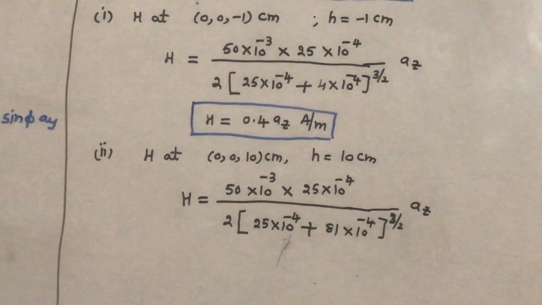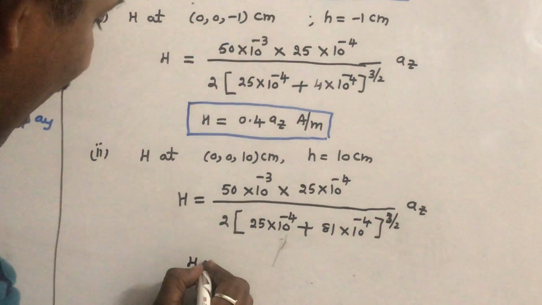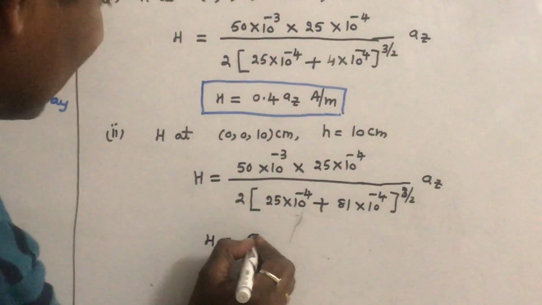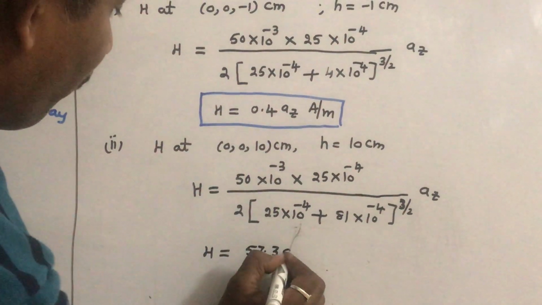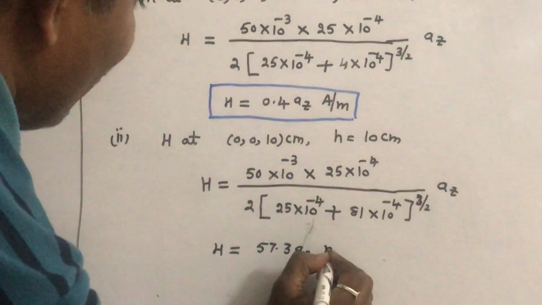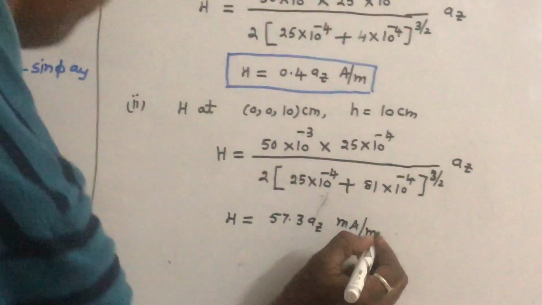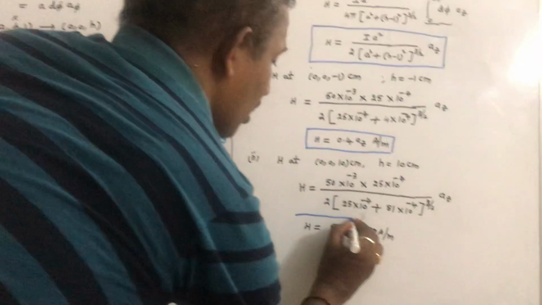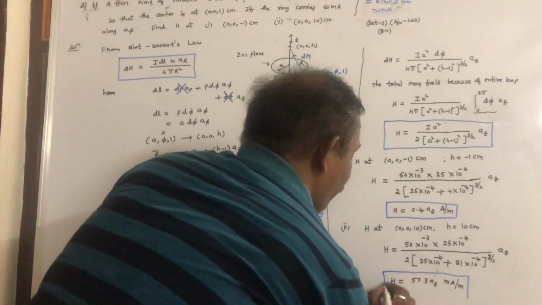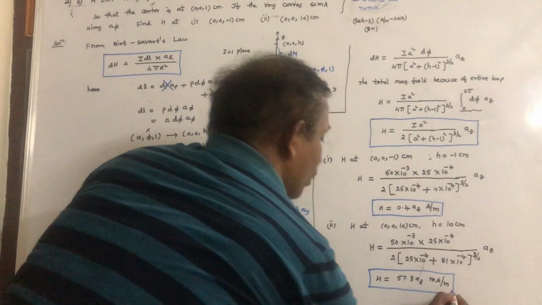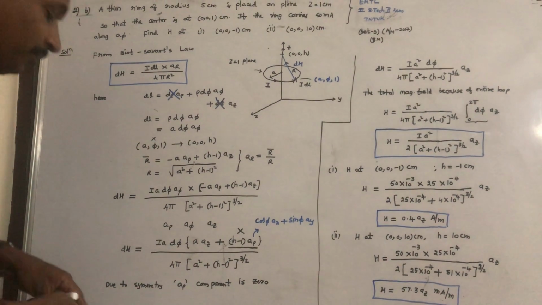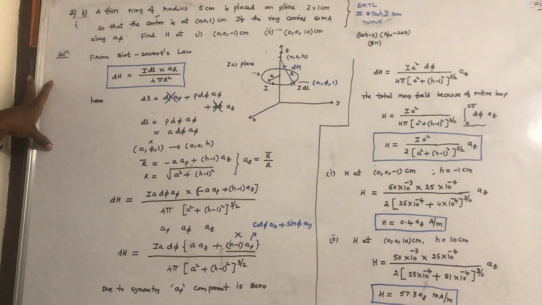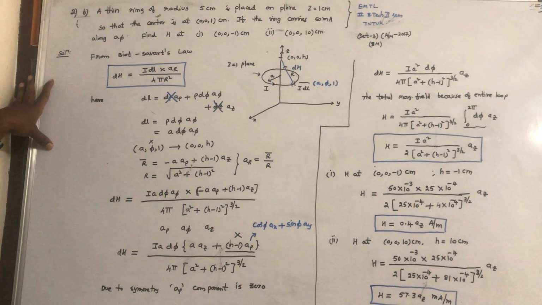whole power 3 by 2 into aZ. So if you simplify this equation, H will come out as 57.3 aZ milliampere per meter. So this is the H at the height of 10 centimeters from the circular loop. So this is the answer you have to write for this question to get full 8 marks in the examination.